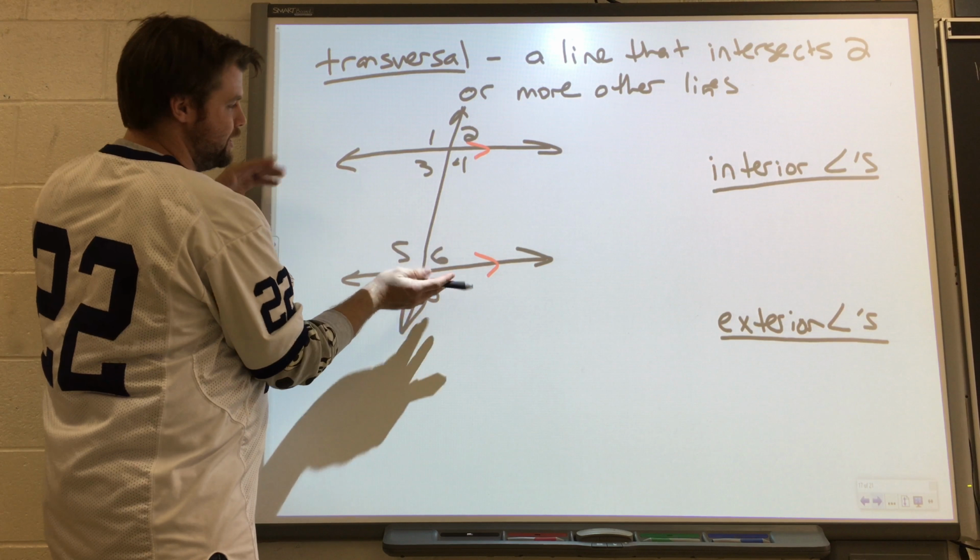Now, exterior angles are on the outside of these lines. So on the outside of those lines, 1, 2, 7, and 8 make up my exterior angles. Interior on the inside, exterior on the outside.